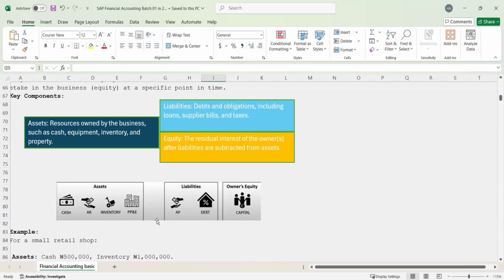We classify based on the principle of accounts. We classify cash as current assets. We classify accounts receivable as current assets. We classify inventory as current assets. Then we classify property and equipment as non-current assets. That's the logic and structure of assets.